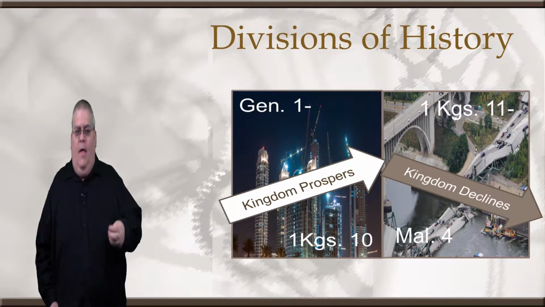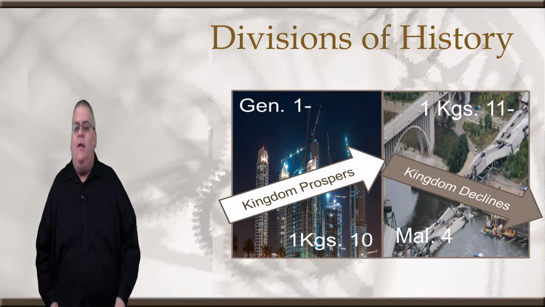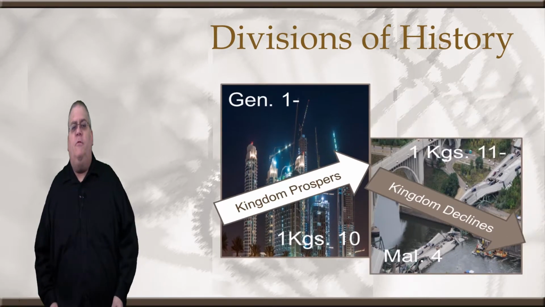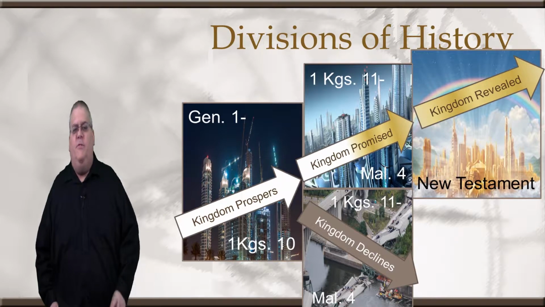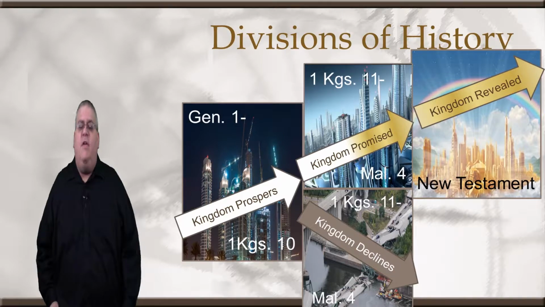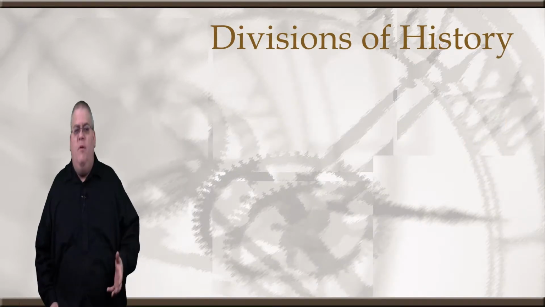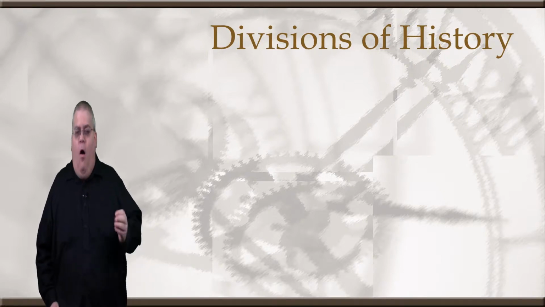And yet, at the same time that the earthly kingdom was declining and the prophets were announcing its judgment, the prophets were also announcing the promise of a new, greater kingdom. And then the New Testament is the record of the revelation and the realization of the kingdom of God in Jesus. These then are some of the big divisions of the history of the Bible and some different ways to look at it. And like I said, all of these are helpful and accurate in their own ways.